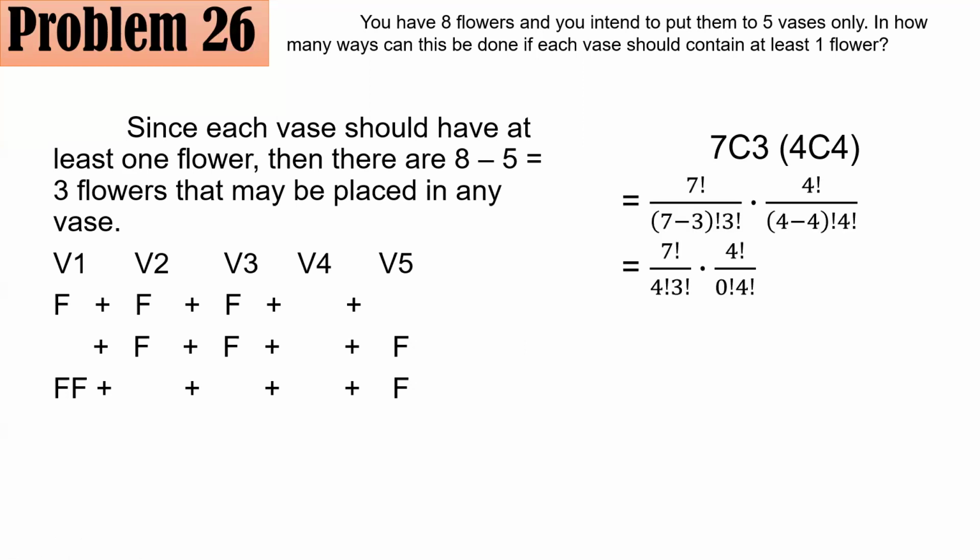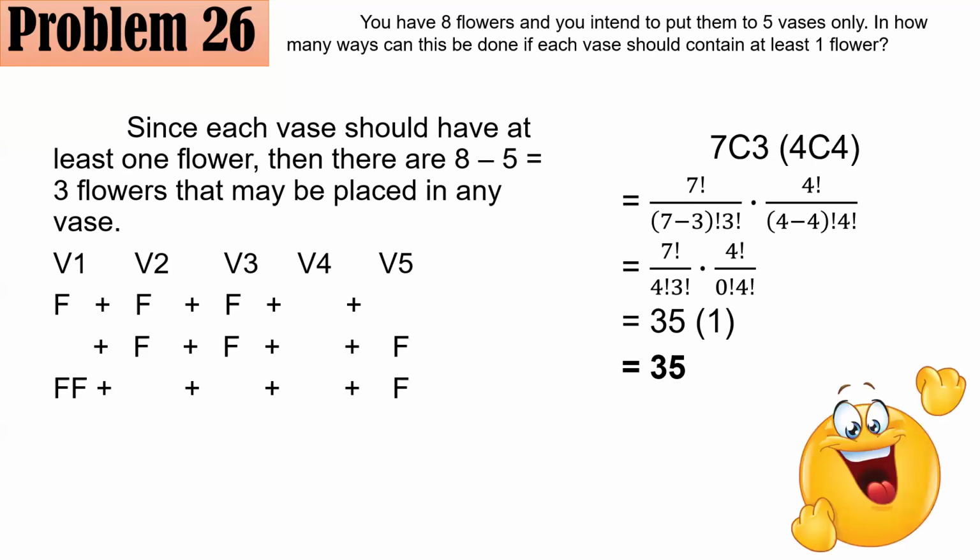And this simplifies to 7 factorial over 4 factorial 3 factorial, times 4 factorial over 0 factorial 4 factorial, or that simplifies to 35 times 1, or simply 35. Or to make the long story short, since there are 7 objects in all, you can just go directly to this step here. 7 factorial, and since you have identical objects, 3 Fs, divide by 3 factorial, and identical plus symbols, so divide by 4 factorial. So you see, it will still be 35.